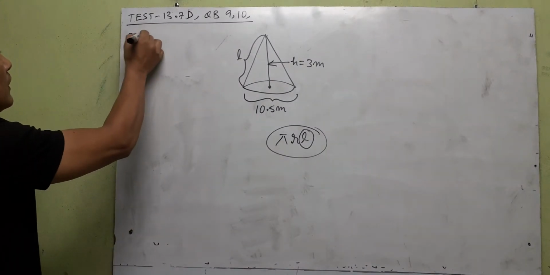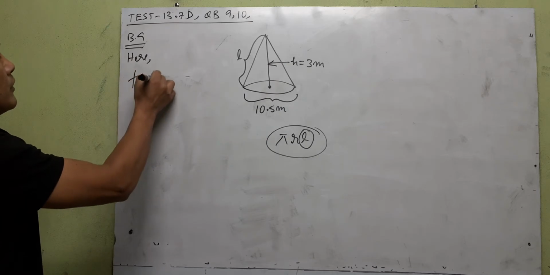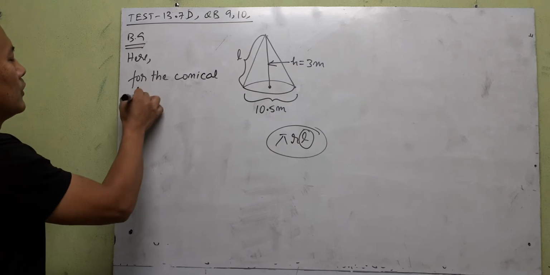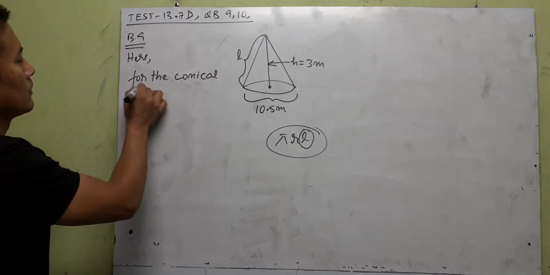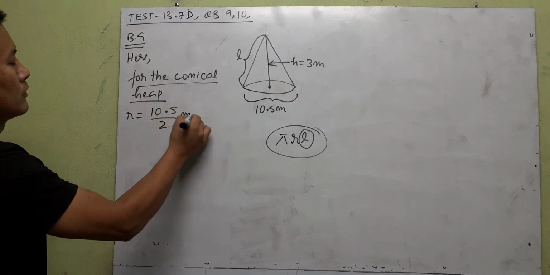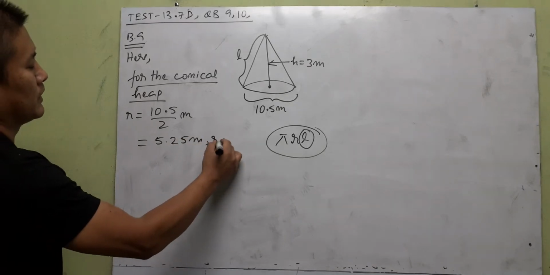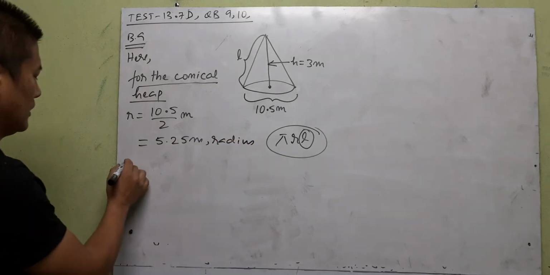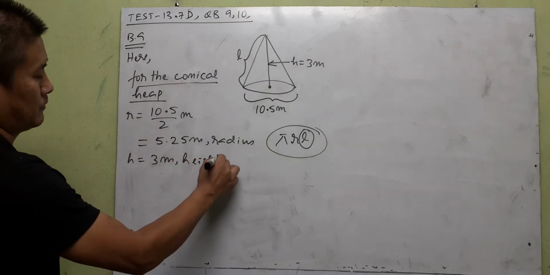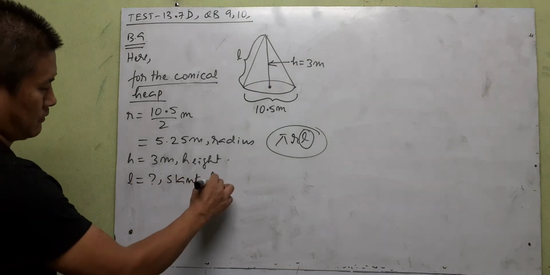So B9 here we can write it on for the conical heap of wheat. Here R will be diameter divided by 2, we know that. We cancel. This is what we'll get as the radius. And then H is 3 meter, is the height. L is equal to question mark, is the slant height. Right.